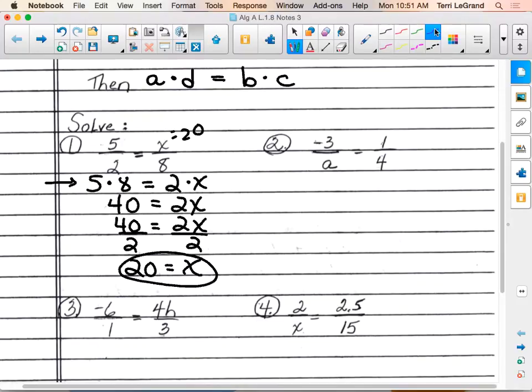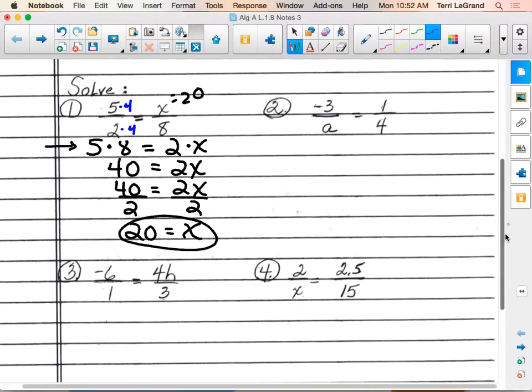I don't want you even necessarily writing this down right now. I want to show you a little trick that sometimes we could use instead. 2 times what is 8? 4. If you do that to the downstairs, you also do it to the upstairs. 5 times 4. Yeah, remember renaming fractions to get common denominators? We multiply the upstairs and the downstairs by the same thing. What is 5 times 4? 20. Look at that, wasn't that pretty slick? That would actually be a quicker, shorter way to go about it. But not all of them are that friendly.